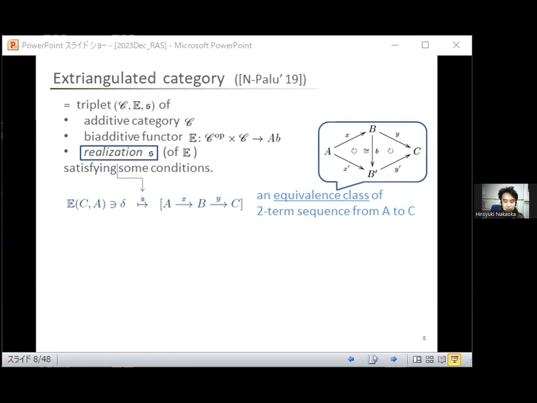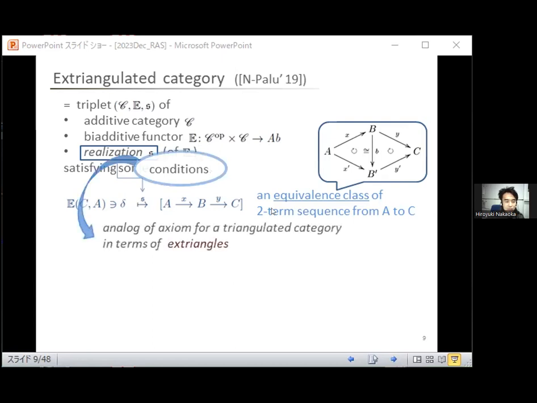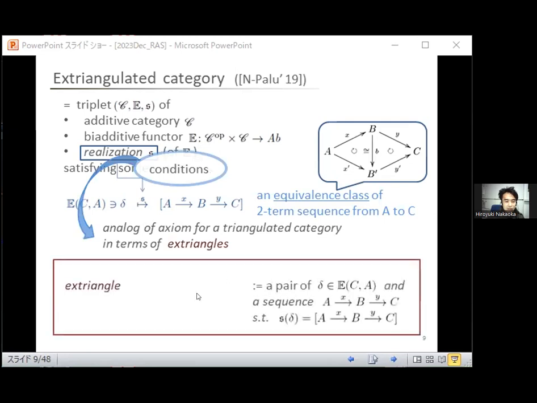The required conditions can be described in terms of extriangles. An extriangle is a pair of an extension delta and a sequence in which the realization S sends delta to the equivalence class of this sequence. We denote the extriangle in this way. Here is delta, and the sequence is here.